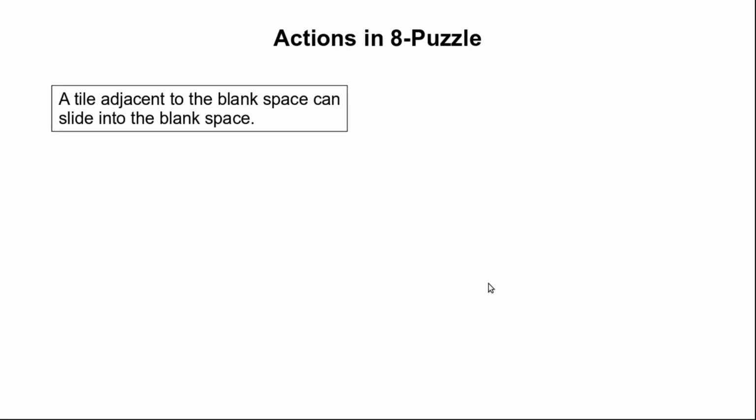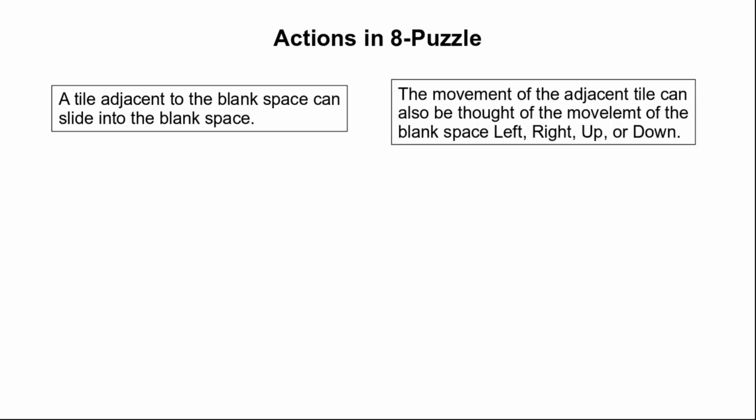So now talking about the possible actions in the 8 puzzle problem, we said that a tile adjacent to the blank space can slide into the blank space. The movement of the adjacent tile can also be thought of as the movement of the blank space in the left direction, or the right direction, or the upward direction, or the downward direction. This is explained below.